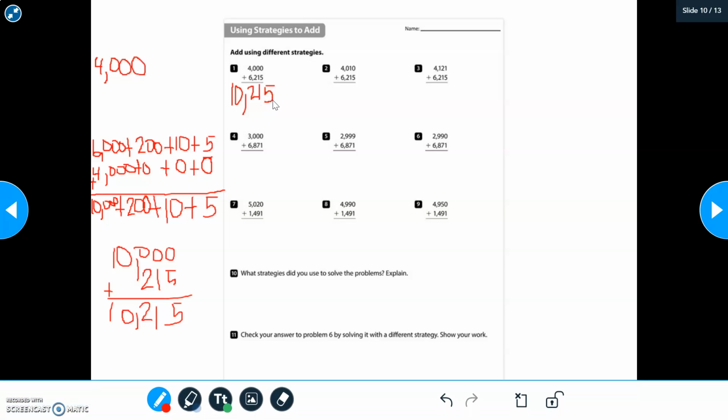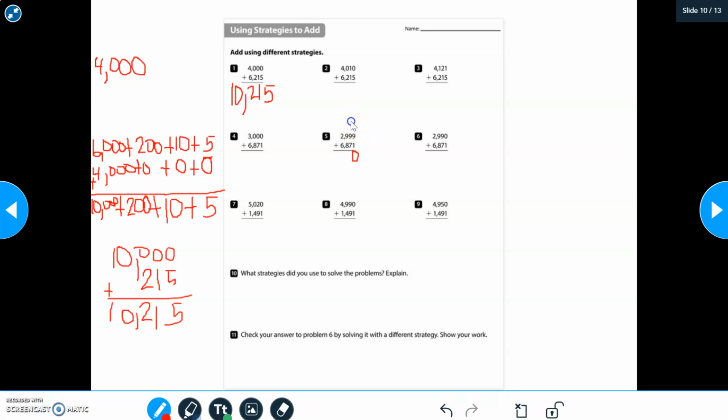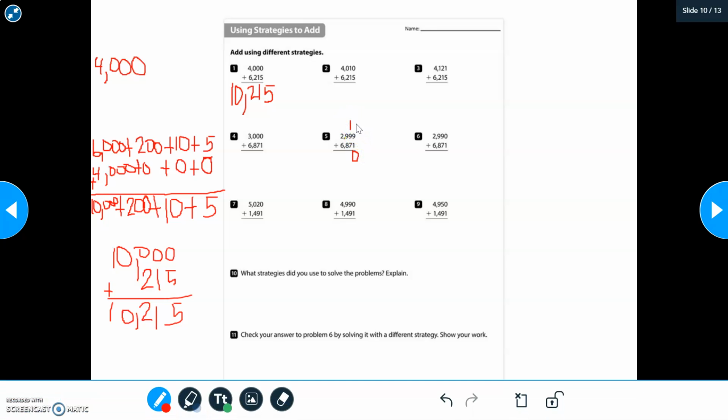Okay, so now I'm going to solve number 5. Number 5 says 2,999 plus 6,871. Remember, with the standard algorithm, you line your numbers up vertically, which we already have them. You start with the ones place value. So I'm starting with my ones place. 9 plus 1 is 10. So I'm going to draw my 0. I'm going to regroup my 1 in my tens place.